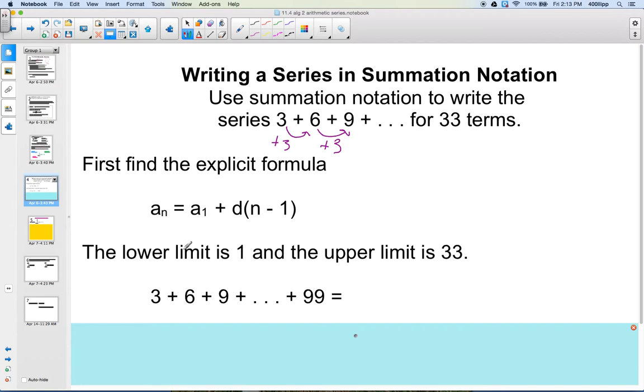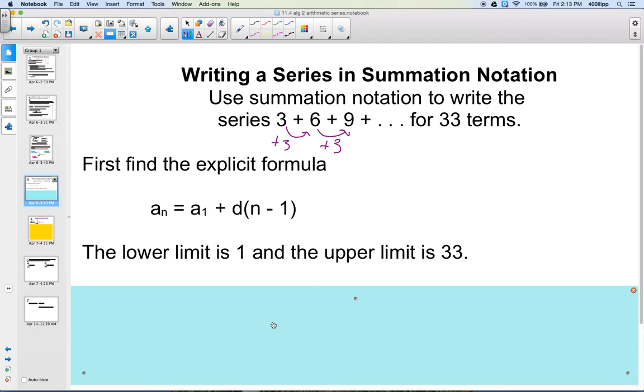Okay, so we're going to notice that we can write this formula. A sub n is equal to, our first term here is a 3, right? That's the first term. Our common difference d, we're adding 3, so your common difference is 3, times n minus 1. Distributing in your common difference of 3, we get 3 plus 3n minus 3. So therefore, our explicit formula is 3n.